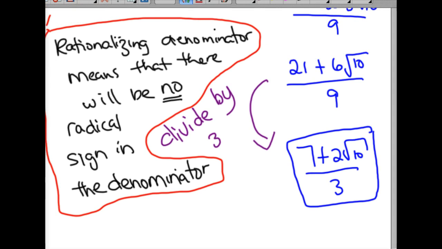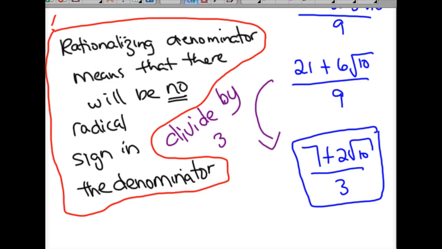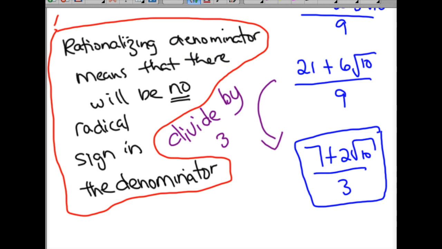So that's the point of this lesson right here, is to make sure that there are no radicals in my denominators.